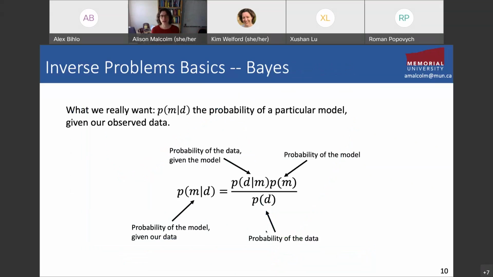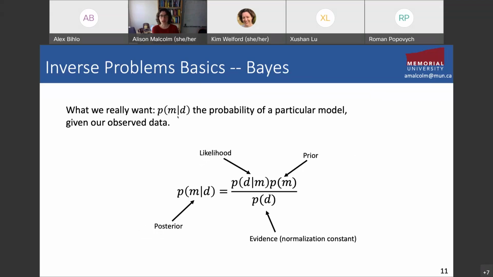And we quantify this, or turn this into an equation, typically using Bayes' theorem. What we want to know is P of M given D. That's the probability of a particular model being the true model, if you like, given that we have observed the data D. That's the probability distribution that we want to measure. And we know how to get this from the probability of the data given the model, the probability of the model, and the probability of the data. That's Bayes' theorem.